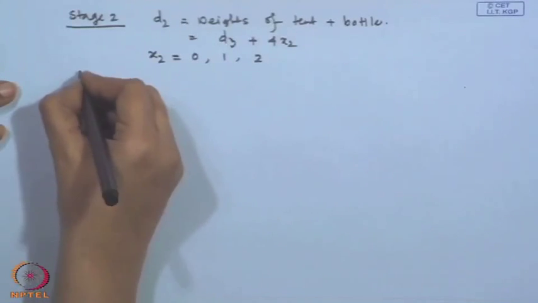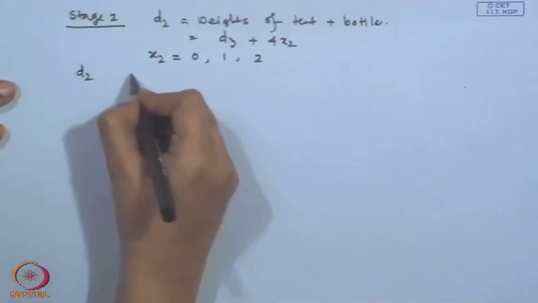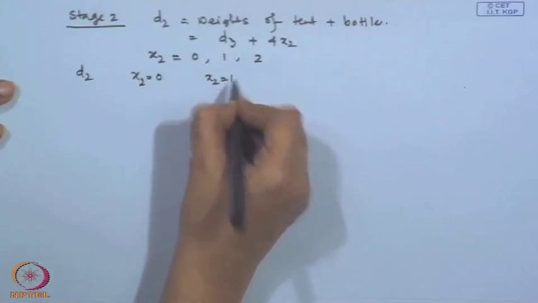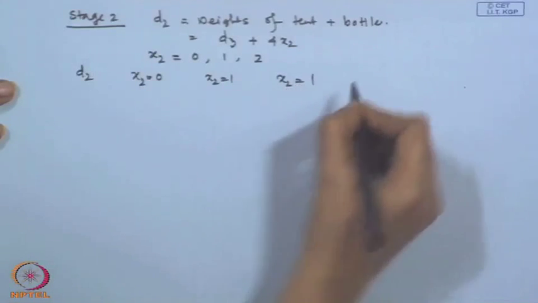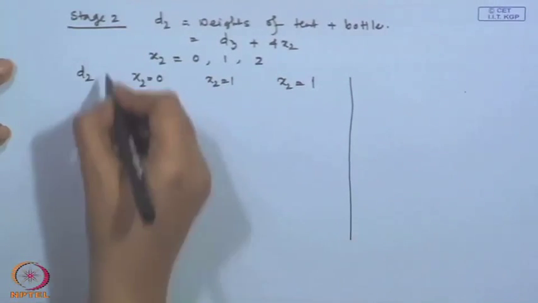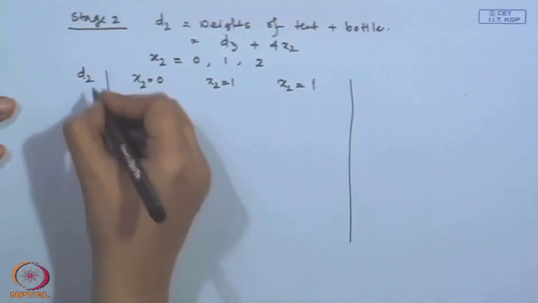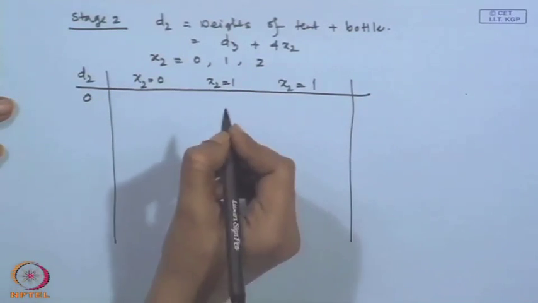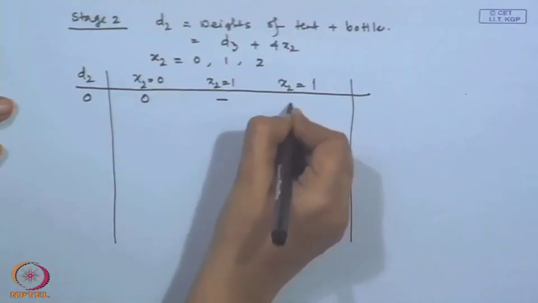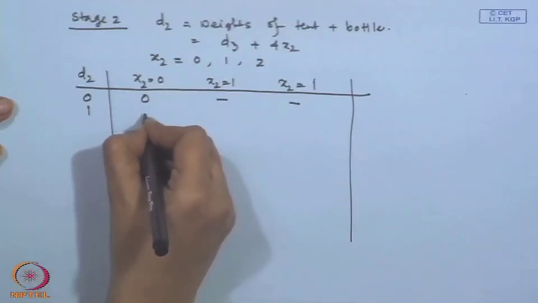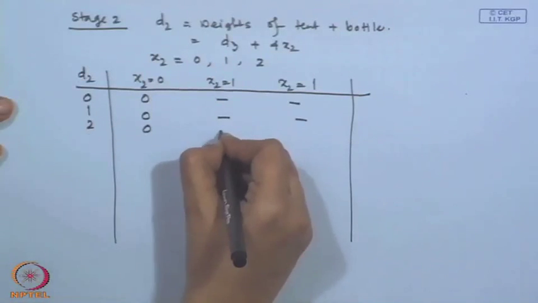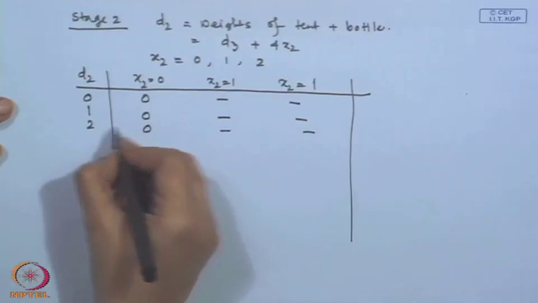Alright. Let me complete the table as we did for the other set. x2 is equal to 0, x2 equal to 1 and x2 equal to 2, and we will write down the utility value for each and every case. Here also the same, D2 can be from 0 to 10. If D2 is 0, then this is 0. If D2 is 1, 0, D2 is 2, 3.